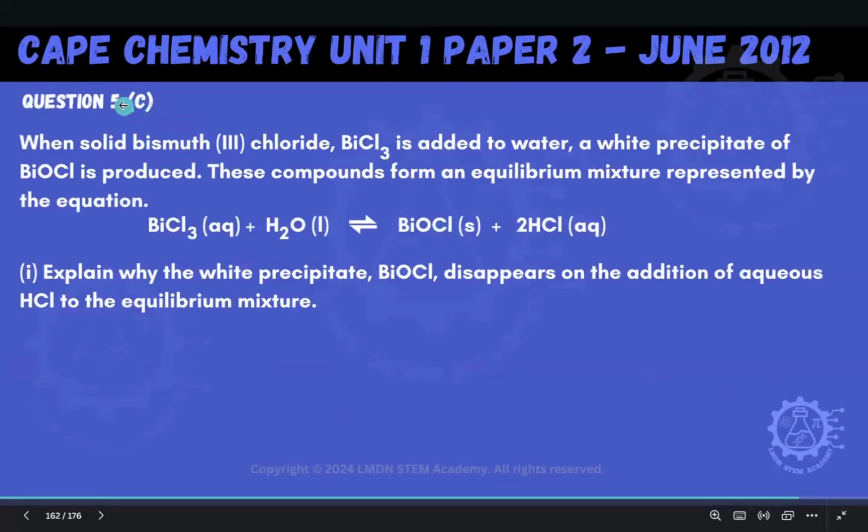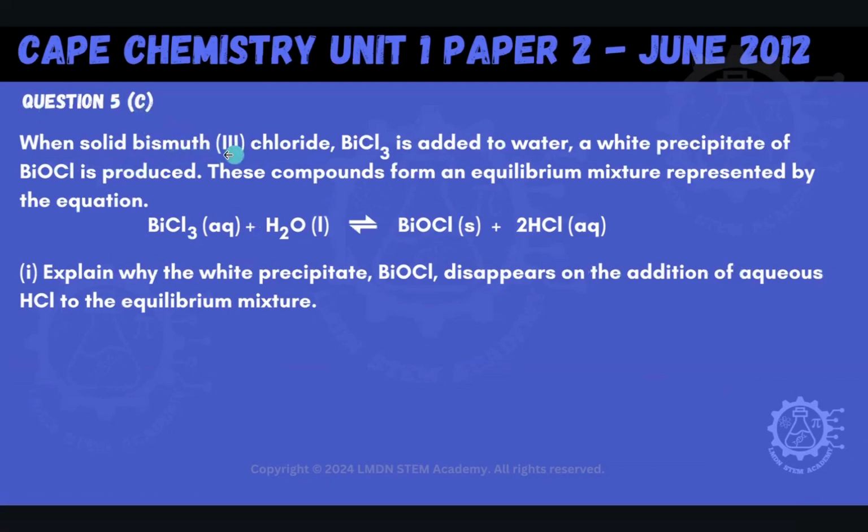So part C says when solid bismuth(III) chloride, which is BiCl3, is added to water, a white precipitate of BiOCl is produced. These compounds form an equilibrium mixture represented by the equation shown here. So we have our bismuth(III) chloride aqueous plus water in the liquid form in equilibrium with the BiOCl solid plus 2 moles of HCl aqueous.